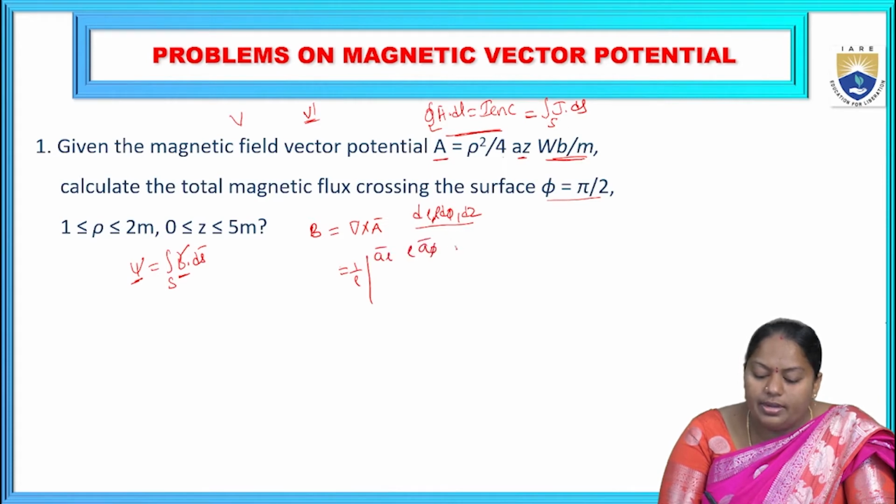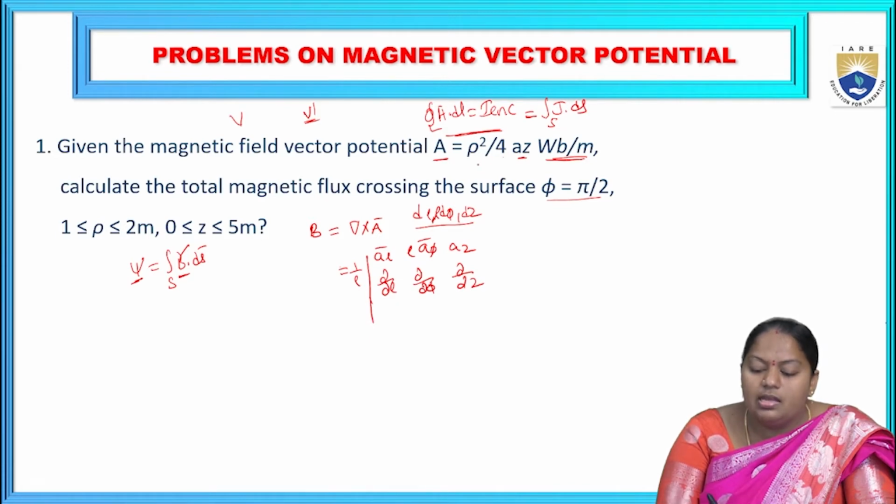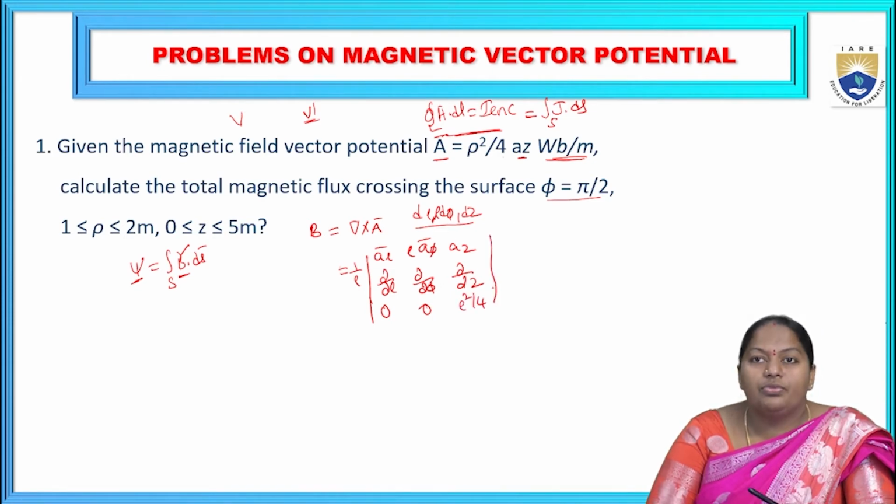times the determinant with A rho, A phi and Az, along with dou by dou rho, dou by dou phi, and dou by dou z. The magnetic vector potential A is given as A equal to rho square by 4 into az, which means there is no phi component and no rho component. Hence the rho and phi components are zero, and only the Z component is given, which is rho square by 4.